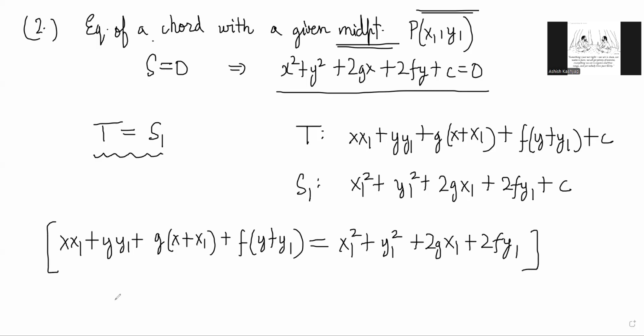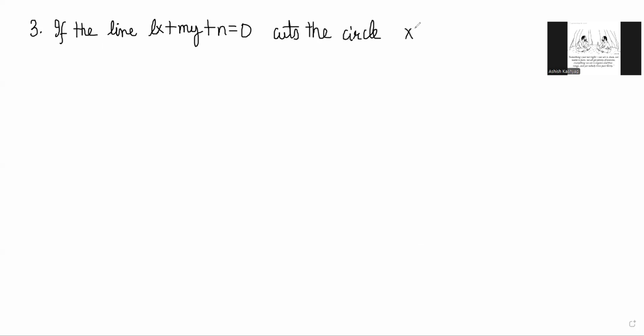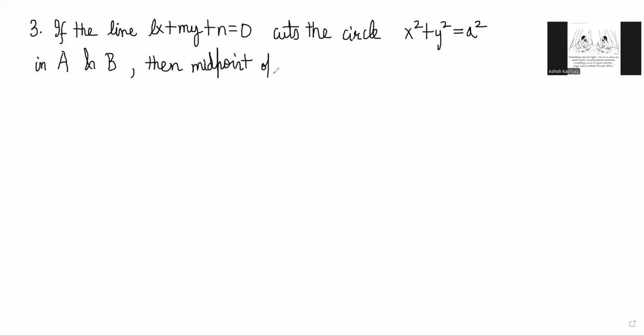Okay. Now, another version of this that you should know is this version. It says if the line Lx plus My plus N equal to 0 cuts the circle x square plus y square equals a square in 2 points A and B, so basically the line is a chord of the circle, then the midpoint of AB is basically this point. We can find this point like this: (minus LN by L square plus M square, comma minus MN by L square plus M square).